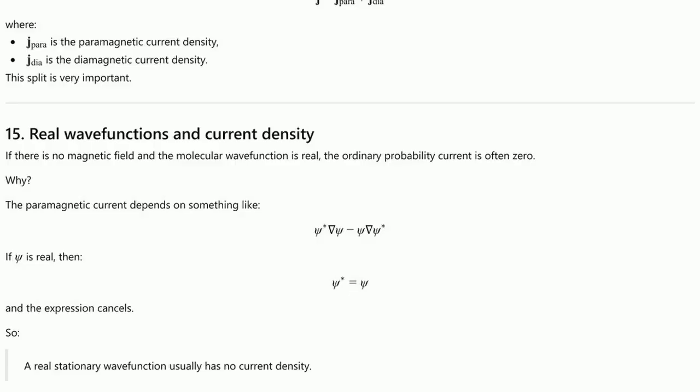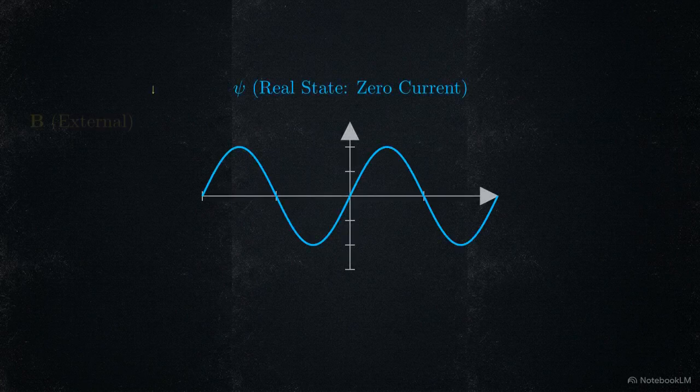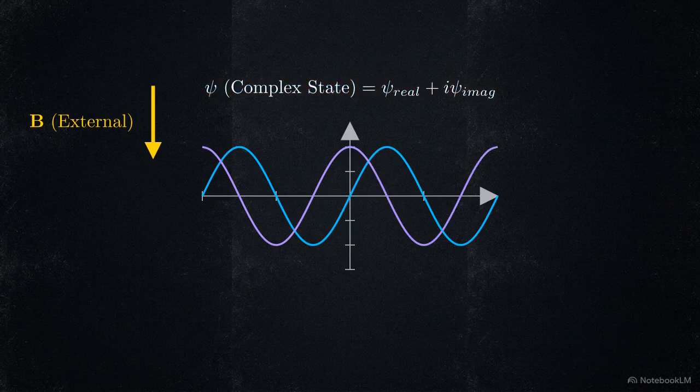According to the formula, calculating the paramagnetic current requires finding the difference between the wave function and its complex conjugate through these gradient operations. If the initial wave function is completely real, it is identical to its complex conjugate. Plugging identical values into this subtraction results in a perfect mathematical cancellation. The paramagnetic current is exactly zero. To generate a current, we must apply the external magnetic perturbation. This action directly forces the previously real wave function to become complex, breaking the symmetry of the equation.